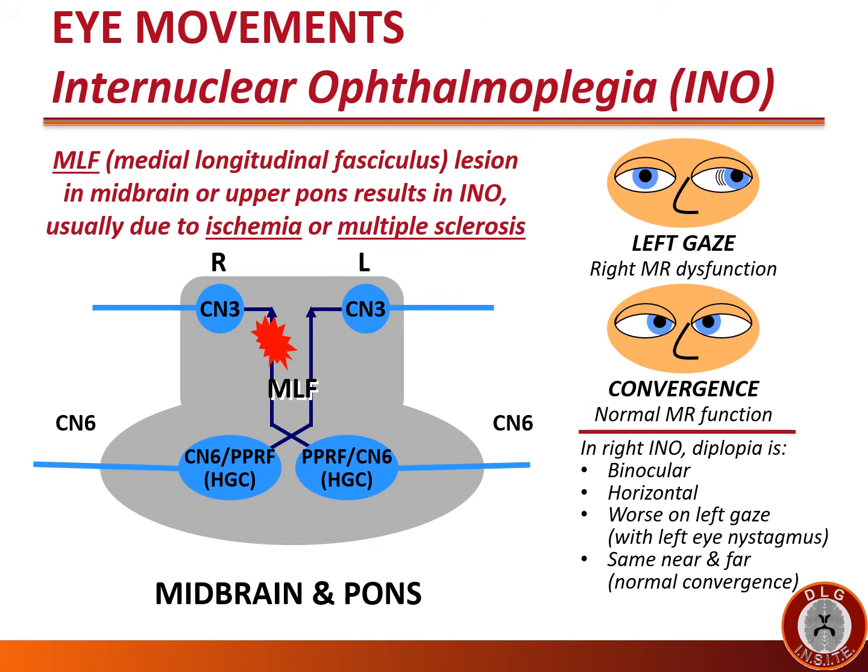These folks with INOs can move their medial rectus on convergence, because convergence does not require any involvement of the pons and the MLF. The control for that goes directly to the back of the midbrain and just works with cranial nerve 3 alone. So people with INOs, for example, a right INO, the diplopia is binocular, gets better if you close one eye. It's horizontal. It's worse on the left gaze in a right INO, with left eye nystagmus. And it'll be the same near and far. There's normal convergence, so there's no difference in the diplopia near or far.